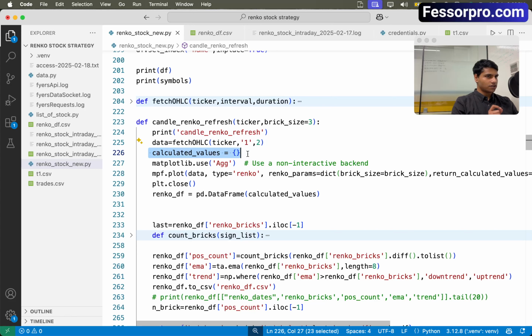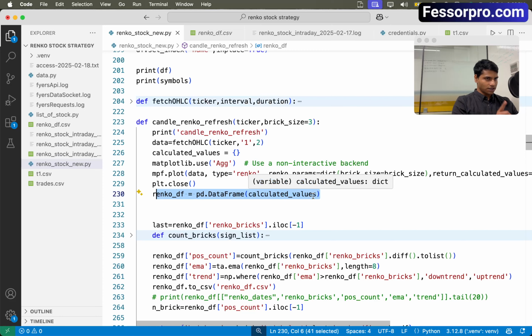Then I have created a dictionary called calculated values. I'm using the matplotlib library. Now these lines 227 and 229 are only to close the graph because I don't want to see the graph. That's why I'm using this matplotlib library. Now I'm using the mpf.plot function to calculate the Renko chart. So here you just have to specify the type as Renko and send the data, and you will get the Renko data in your calculated value dictionary. So whatever value I get, I just convert it into a data frame.